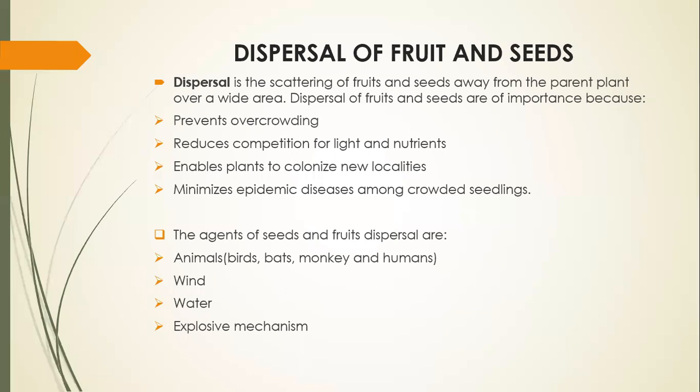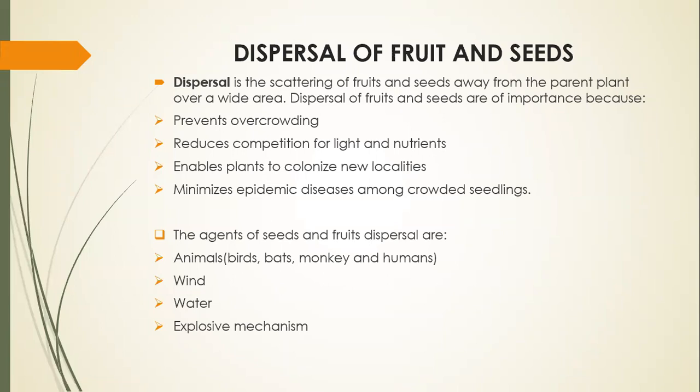Now, you may ask, what causes this dispersal? There are basically four factors involved in dispersal of fruits and seeds. Now, these factors are also referred to as agents. So you have agents of dispersal of fruits and seeds, or factors that affect the dispersal of fruits and seeds. Now, as I said, there are four.